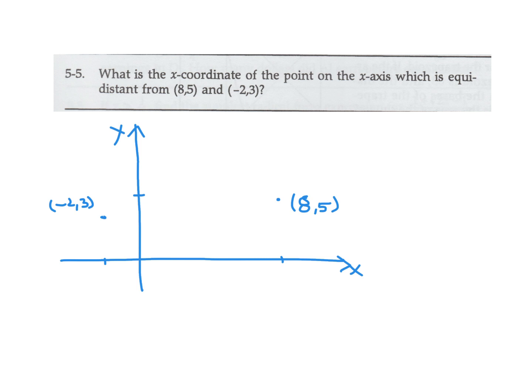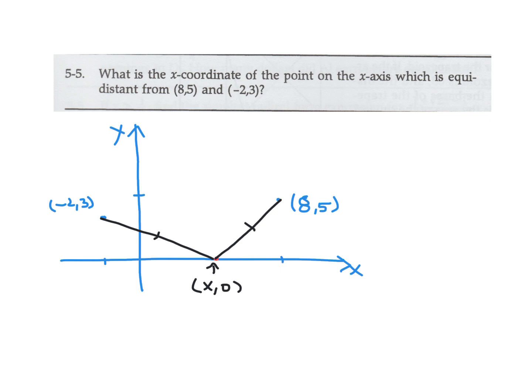Okay, so they're saying that there's a point on the x-axis. Okay, that helps us. So I don't know where it is. So let's say it's somewhere here. And it's equidistant from the 2 points. So if you drew a line from there to there and from there to there, those two would be equal. And since this point is on the x-axis, it would be of the form (x, 0). All right.